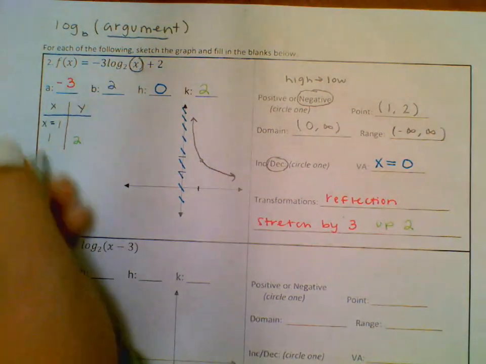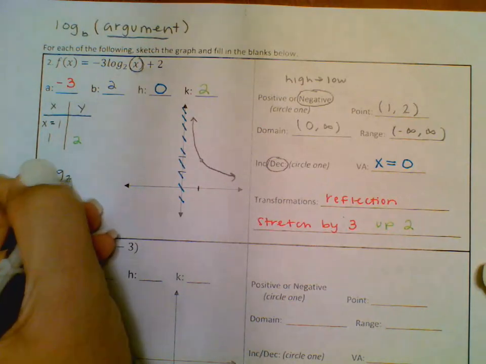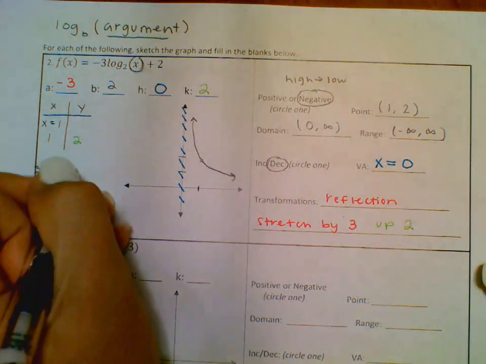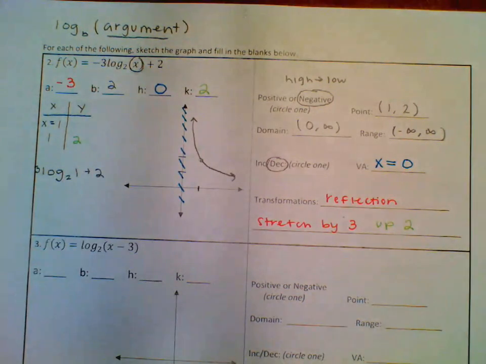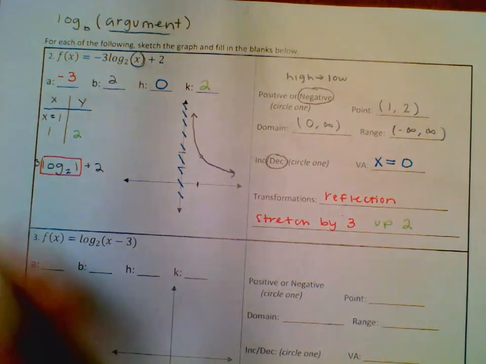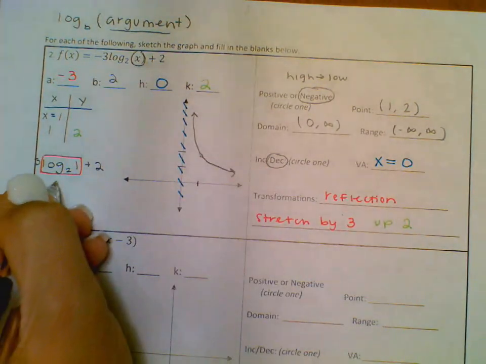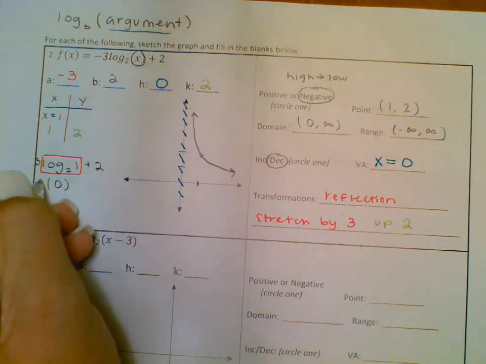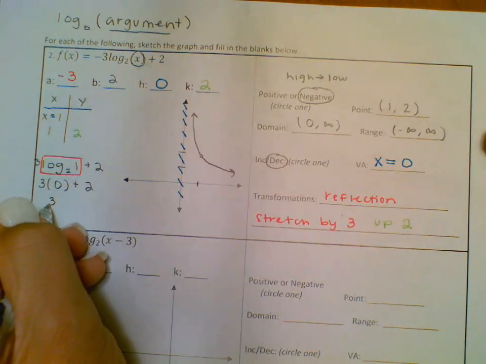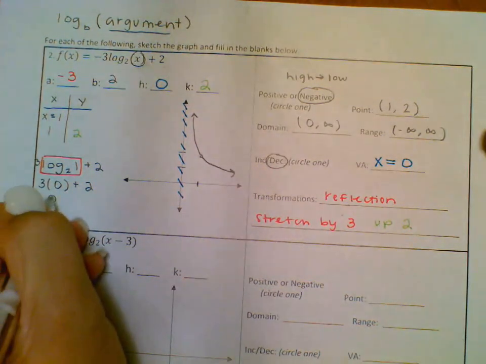And the reason that this point works out this way is if I plug a 1 in for the argument, 3 log base 2 of 1 plus 2. If we had you actually solve this out, you would want to solve this log first. What exponent turns this base 2 into a 1 would be a 0, times 3 plus 2. 3 times 0 is 0, plus 2.